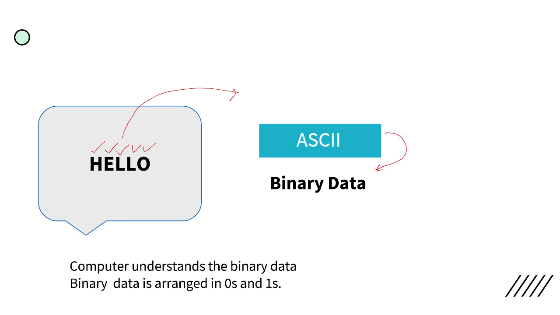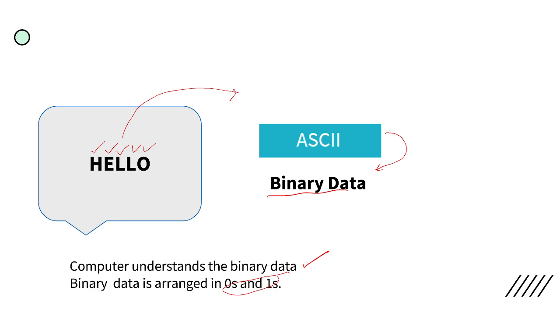So the question that might arise here is, what is binary data, and why do the respective values of hello get converted into binary data only? Why not into another data or language format? Because one thing we should understand is that the computer understands binary data. Binary data means binary language, which is our today's topic. So what is binary data or binary language? One should understand that binary data or binary language consists only of zeros and ones.